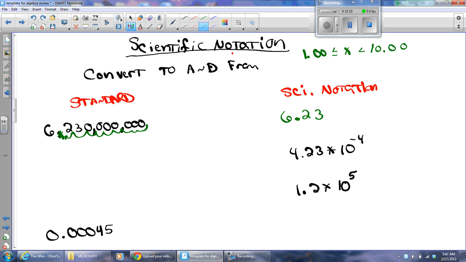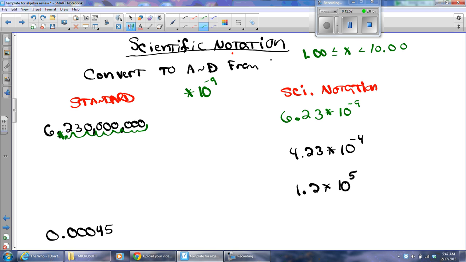Now, I said to divide by a power of 10. The problem in scientific notation always uses times 10. So when I'm dividing to get the number smaller, I use a negative exponent because doesn't that send it to the reciprocal? Send it to the denominator? So I'm going to do times 10 to the negative 9.